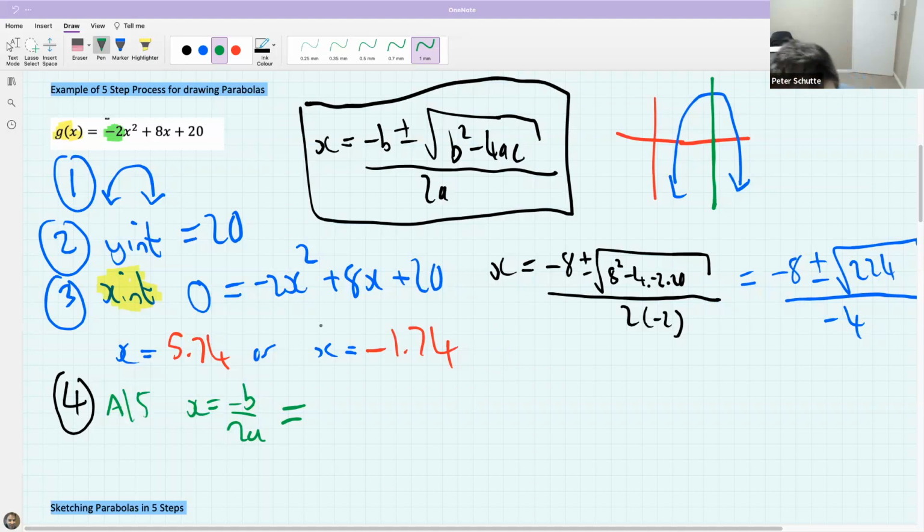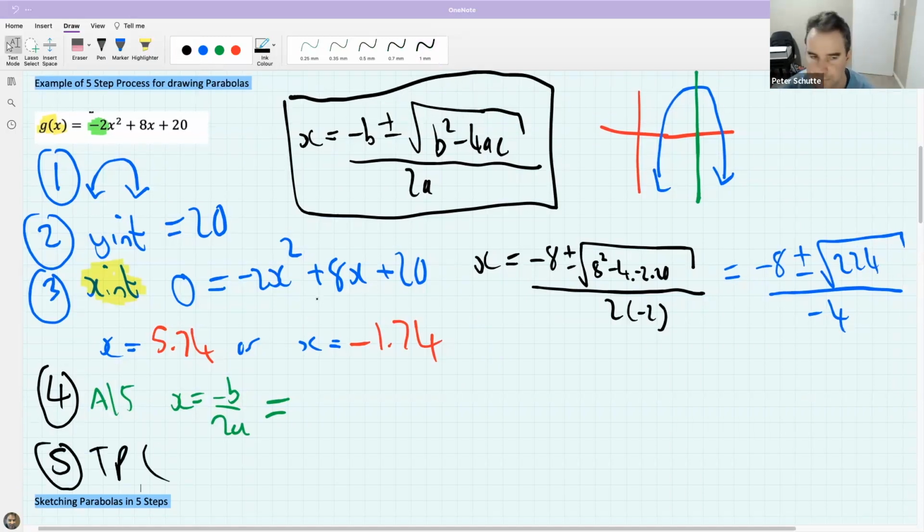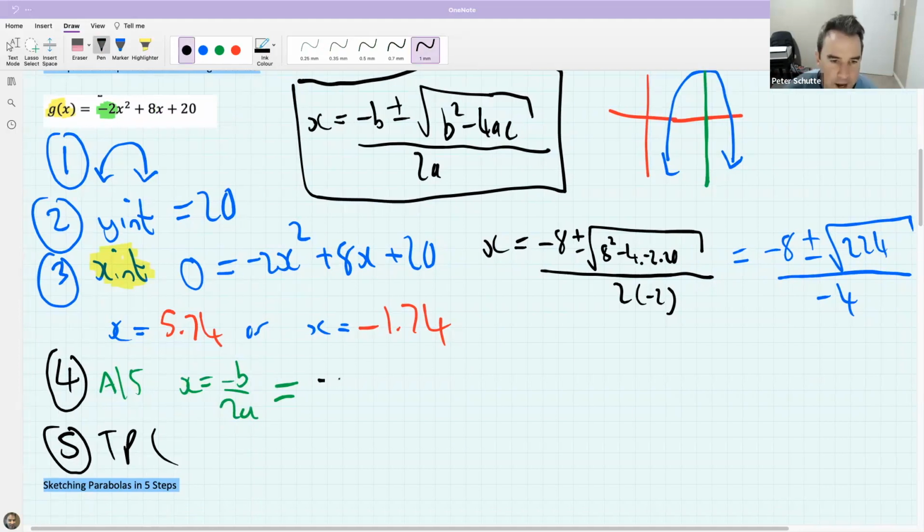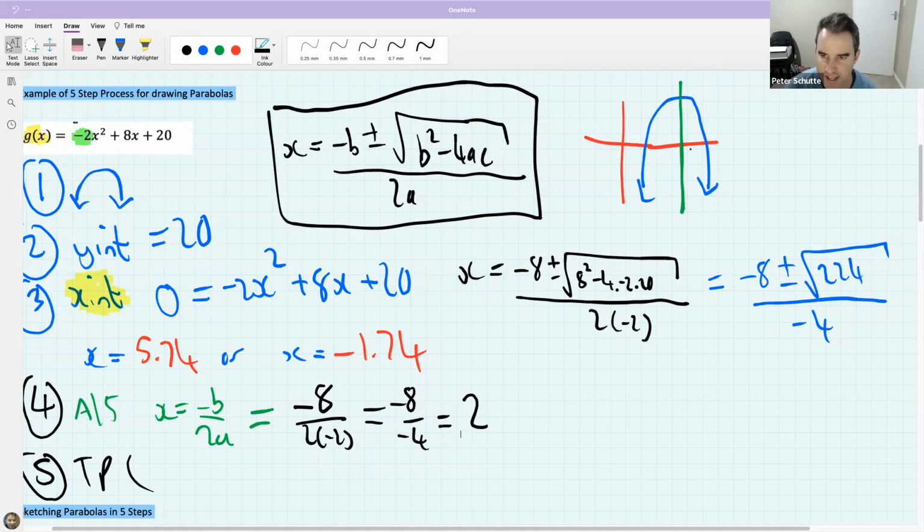Yeah, so Linda, we're going to get to the turning point now. That's step 5, and it includes this thing called the axis of symmetry. So I'll explain it to you now. So minus b over 2a is minus 8 over 2 times minus 2, which gives me minus 8 over minus 4, which is 2. Okay, so what you found now is x is 2 is where the axis of symmetry is happening. Now, what I need to find is the y coordinate that goes with the x is 2 to get my turning point.